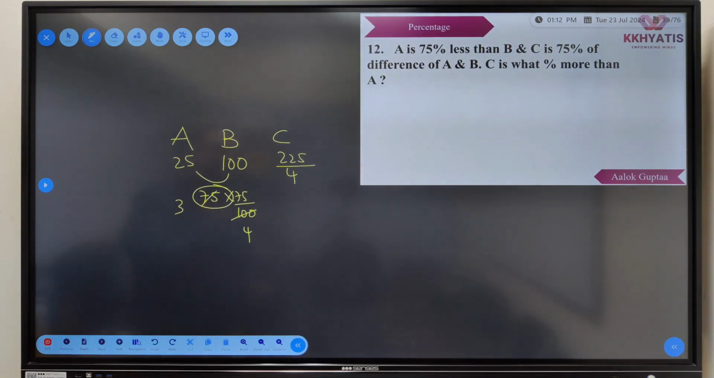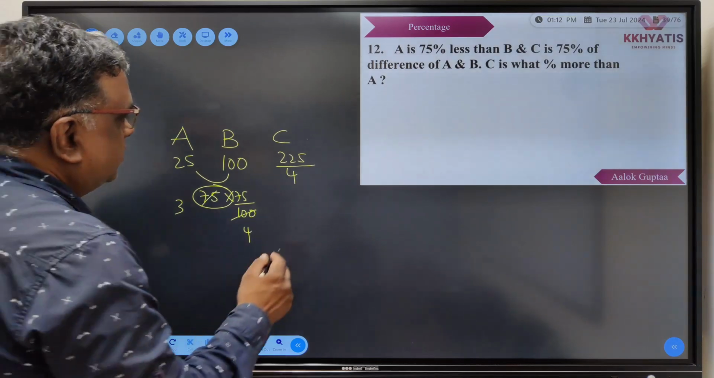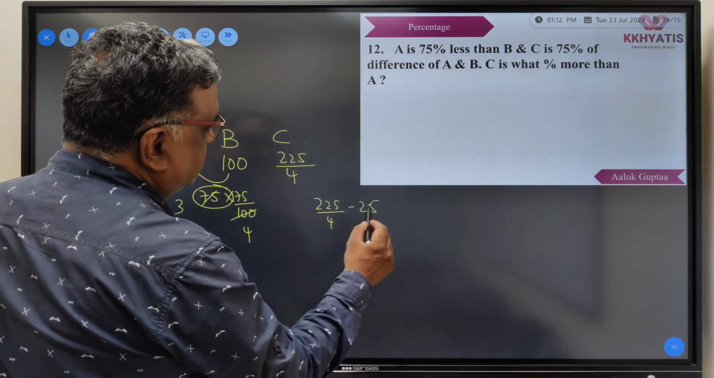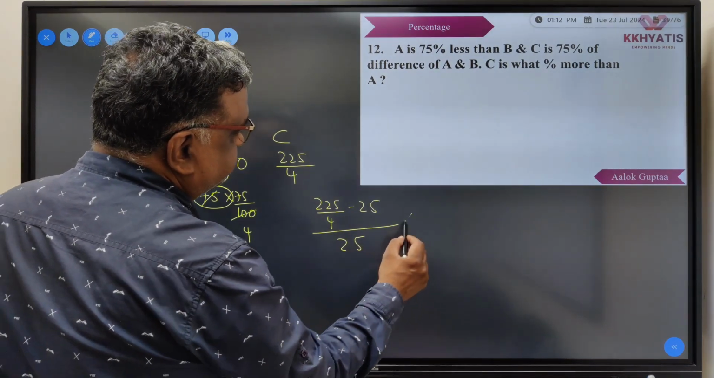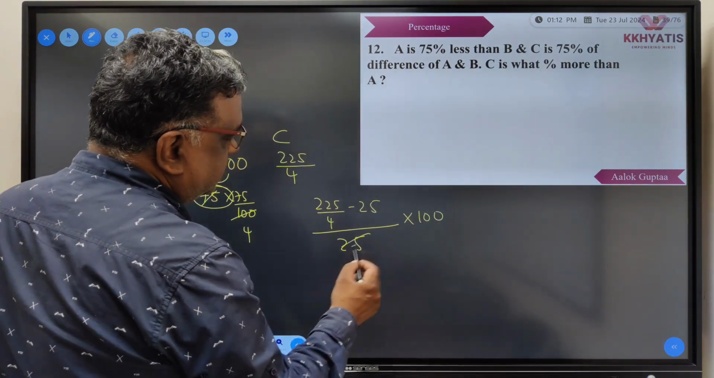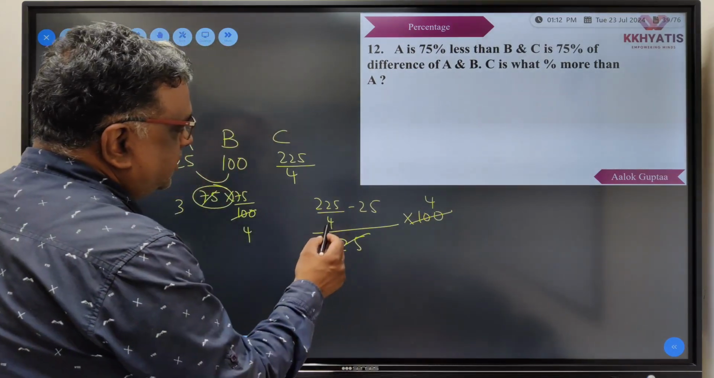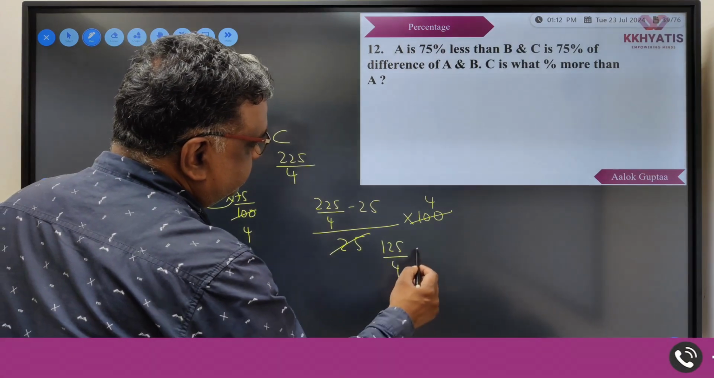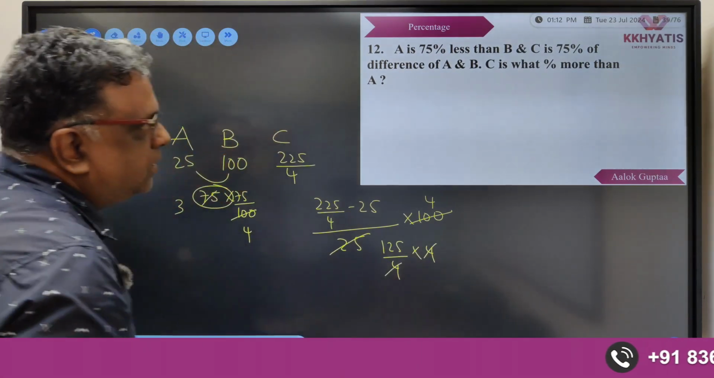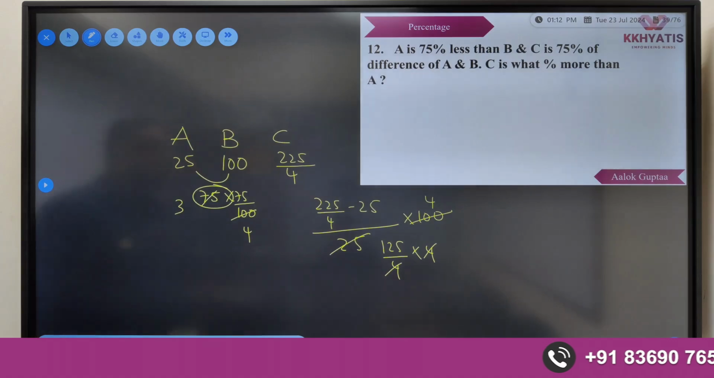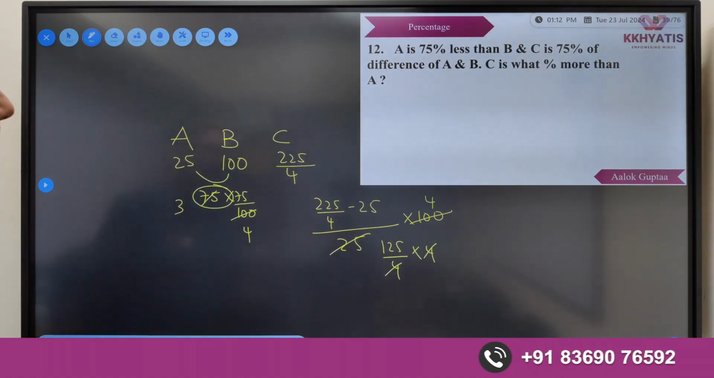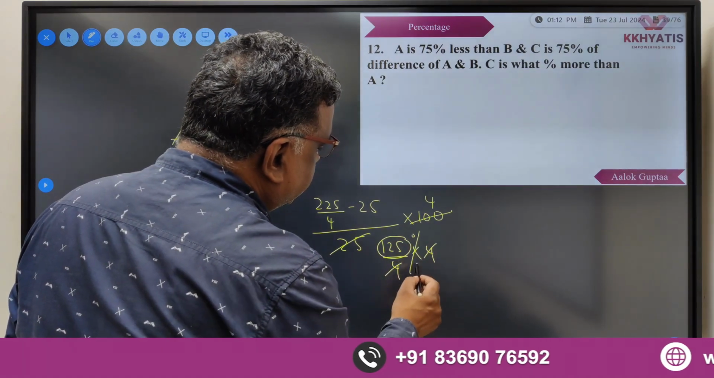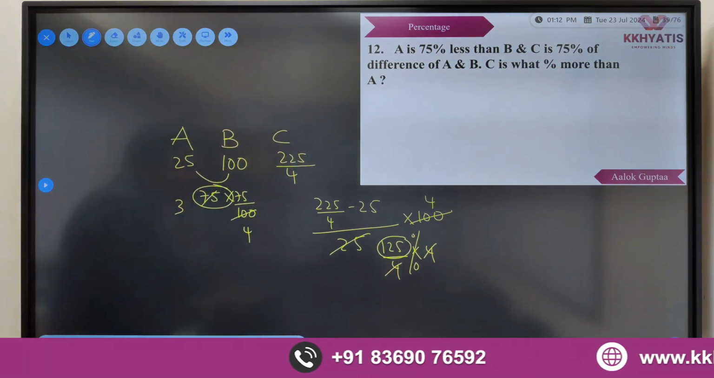Now C is what percentage more than A? So C is 225 upon 4 minus 25 more than 25. This will be 4, this will be 4 into 100, so 125 upon 4. So C is what percentage more than A? It is 125% more than A. Clear?